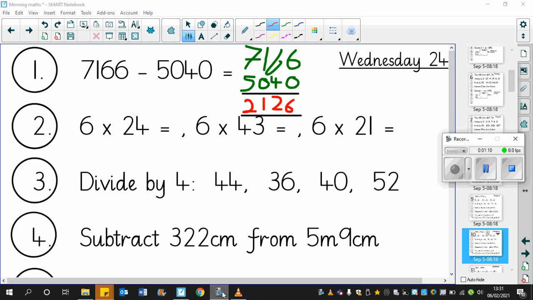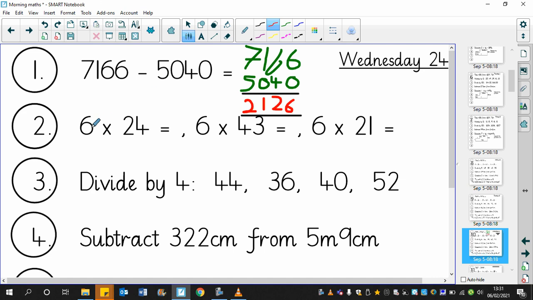Right, question number 2. So this time we're multiplying by 6s. Now here's a hint. If you don't know your 6 times tables but you know your 3s, what you could do is do 3 times 24 and then double the answer. So if you're good at doubling, then this might be the route for you.